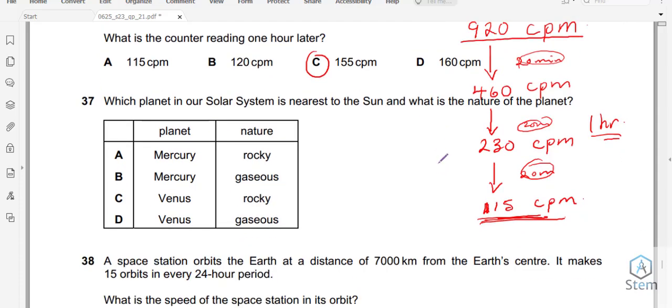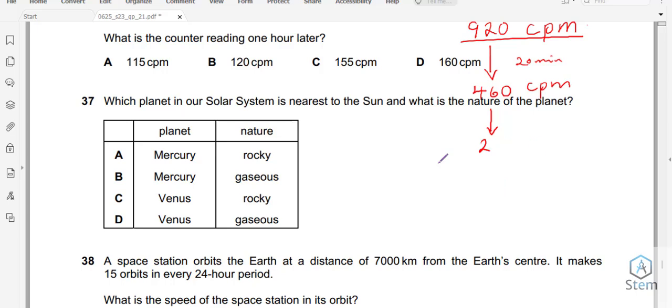Number 37. Which planet in our solar system is nearest to the sun, and what is the nature of the planet? For the planet that is nearest to the sun, it will be Mercury. So we are now looking at A and B as possible answers. C and D can never be true.